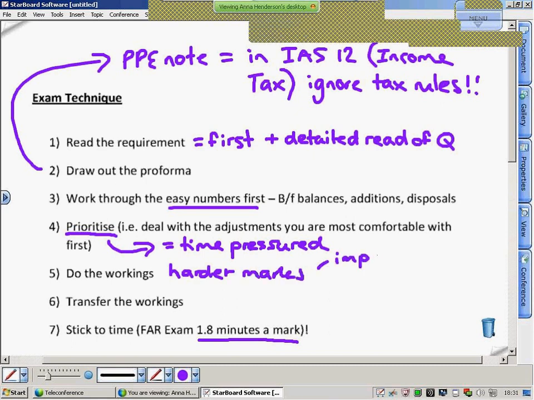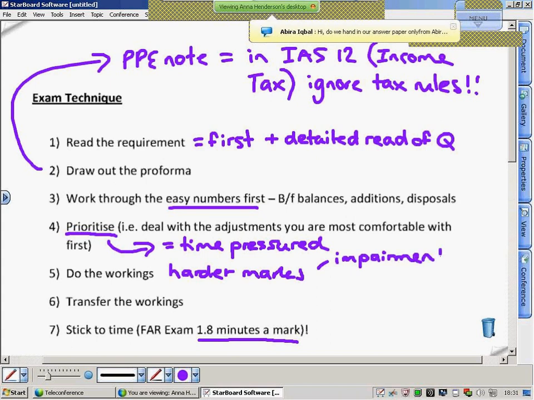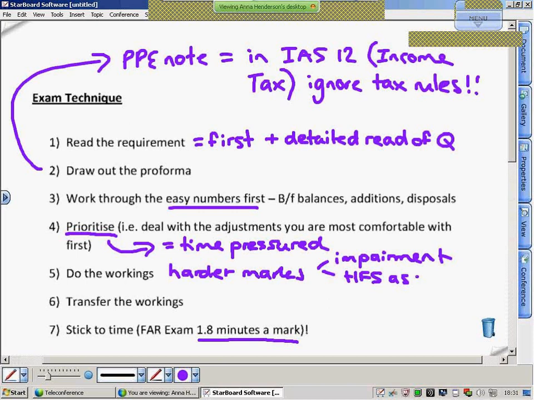the held for sale asset, impairment. Depreciation you must do last, okay? Because essentially it isn't until you've dealt with everything that you will really be able to do the depreciation calculation quickly and efficiently. You also must make sure that you read the whole question.